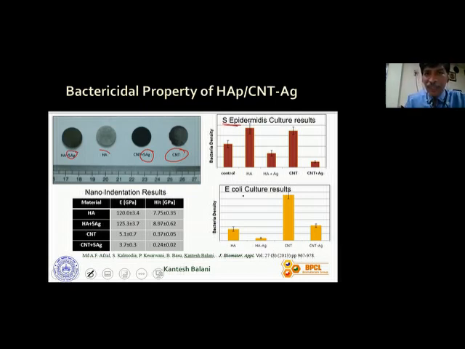This is a gram negative bacteria. This is a gram positive bacteria. So we just want to see independence of any bacteria. We see that with hydroxyapatite the bacterial density is very high, and the same is so for carbon nanotube. There is no decrease in cell density. But when we add silver, automatically the density goes down. And the same thing happens in the gram-negative bacteria. Effects might be different, but that is the underlying take-home message.